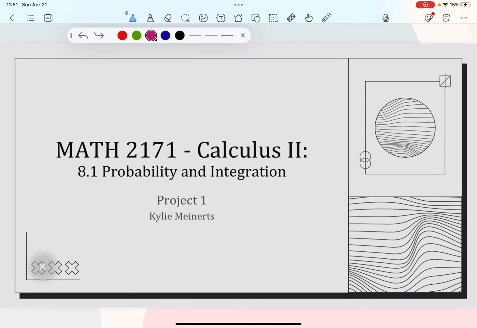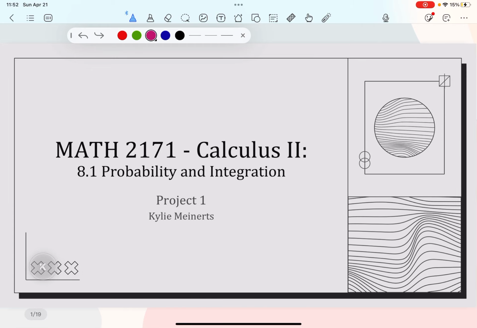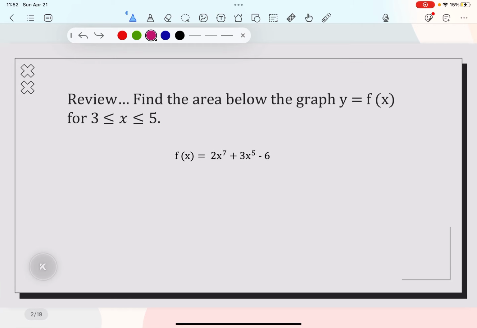Alright, today I will be explaining probability and integration and how to apply that in real world scenarios. So for a review problem, I came up with finding the area below the graph of y equals f of x for 3 is less than or equal to x, which is less than or equal to 5.